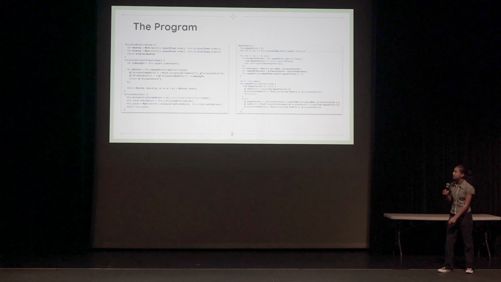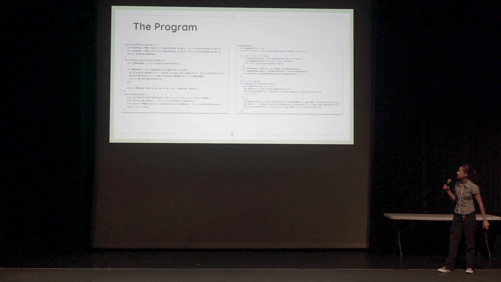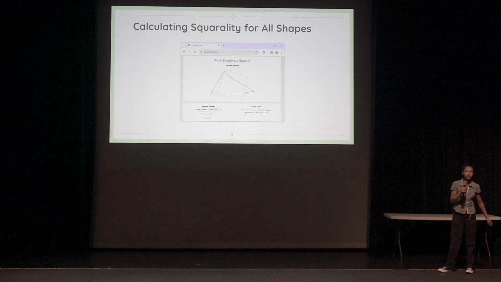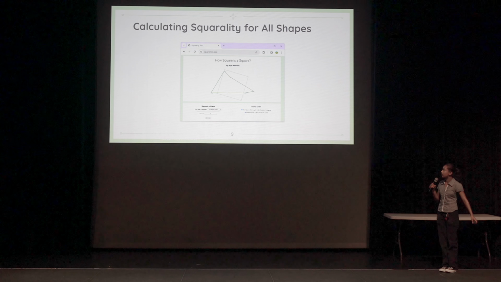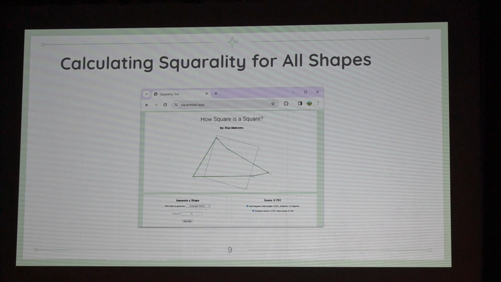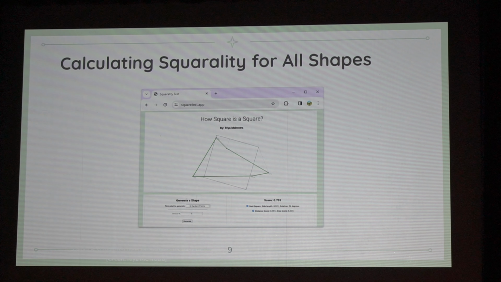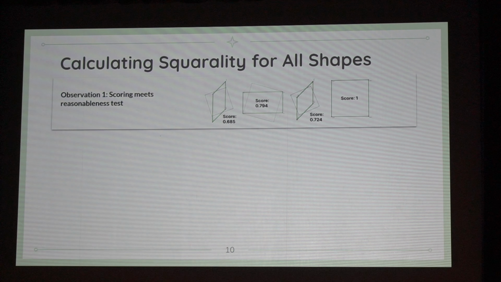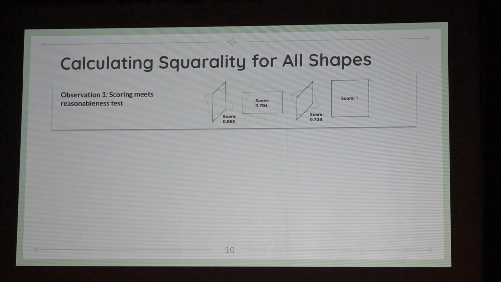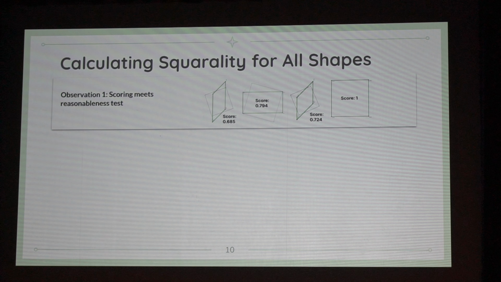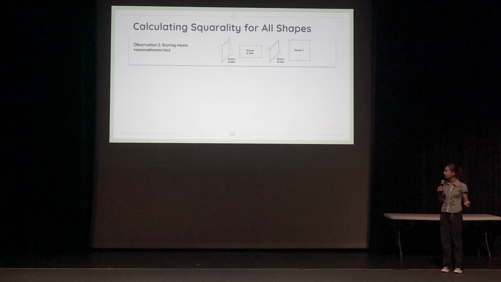I created an algorithm using JavaScript, and it's available at squaretest.app if you want to try it out. You can generate any kind of shape and it'll give you the squarality score and how it calculated it. Using this, I was able to find a few observations based on the results. The first one is that it meets something I call the reasonableness test, which is basically, does it know what a human would know? I tested shapes like squares, rectangles, rhombuses, and parallelograms, and it all matched when I polled people. It matched people's thoughts, so it's intuitively correct.